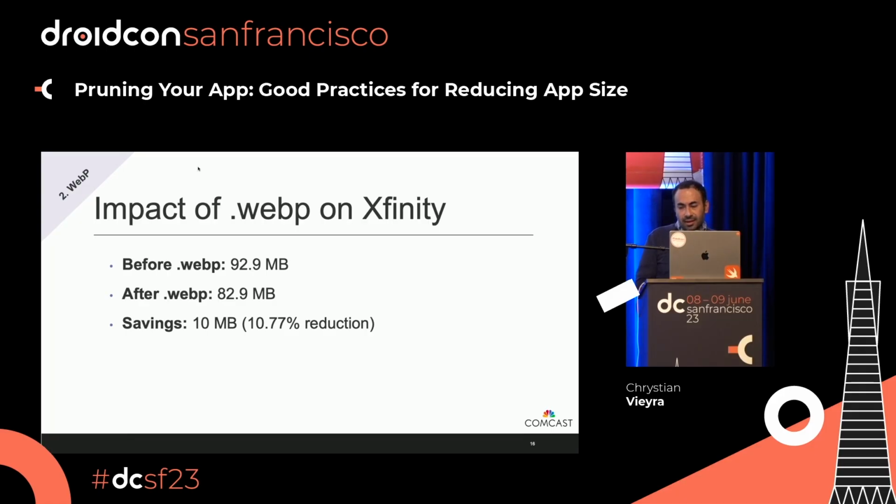And finally, I worked on this conversion of all of our assets from PNG to WebP on the Xfinity app. And before, when we had the PNG files, the install size on my Pixel 6 was 92.9 megabytes. After I converted all of our assets to WebP, the download size got lowered to 82.9 megabytes, so around 10% size reduction of our binary just by a couple of clicks. So it's amazing, and it can have massive impact in your app for a very low effort.